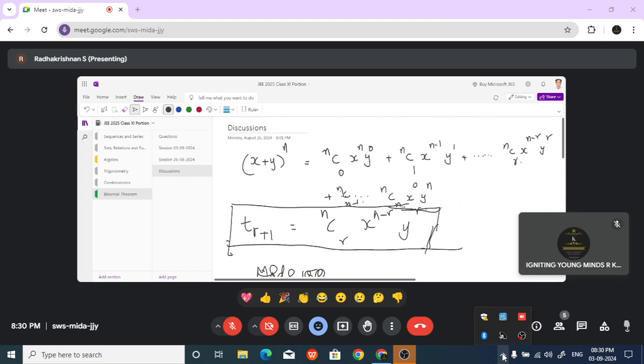So here put r equal to n minus 1. Then what will come? x power 1 y power n minus 1. This is the term before the last. Similarly, the term before that is nC(n minus 2) x power 2 y power n minus 2. Correct? Sir, okay, sir, clear. Clear? So I am putting r equal to n minus 1, r equal to n minus 2, and you get it like this. So the same thing I have done here.